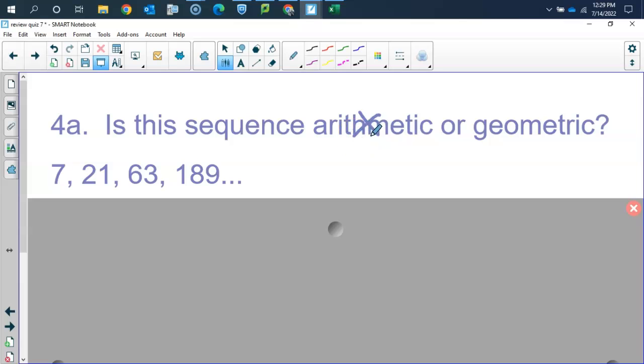Let's try multiplication. Well, 7 times what is 21? Well, 7 times 3 is 21. 21 times 3 is 63. 63 times 3 is 189. So this is geometric because we're multiplying.